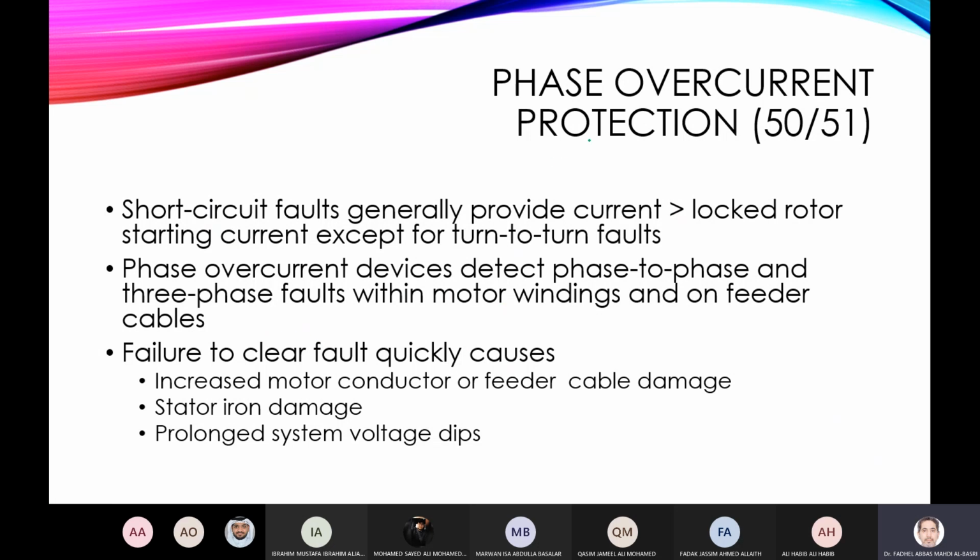Now, failure to detect such faults will result in an increase in motor, conductors, or feeder cable damage, and due to high current, the stator iron or core will also get damaged. And we will have a prolonged system voltage dip due to short circuits. That can also lead to some motors in the system stalling if you have a very long system voltage dip.